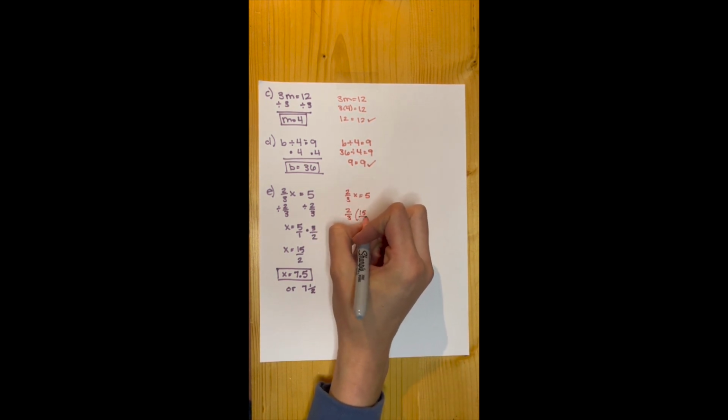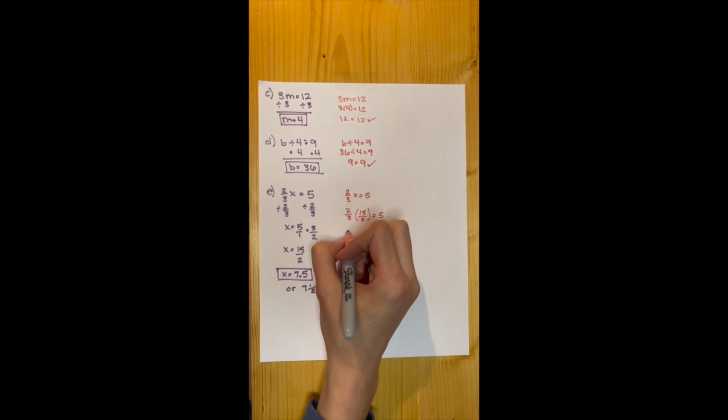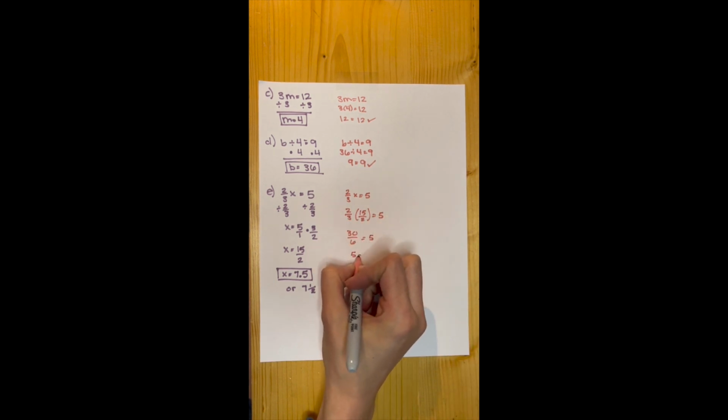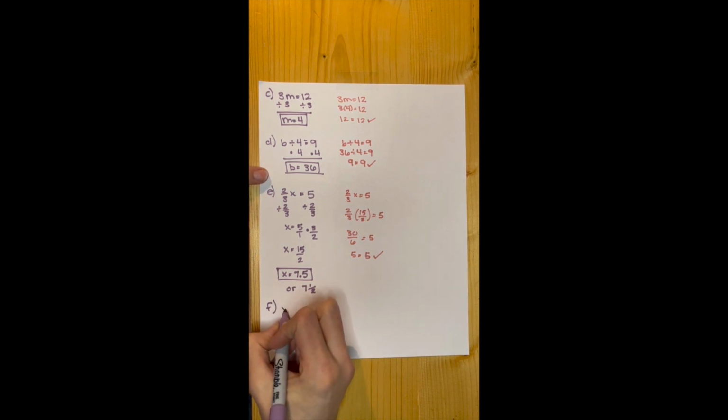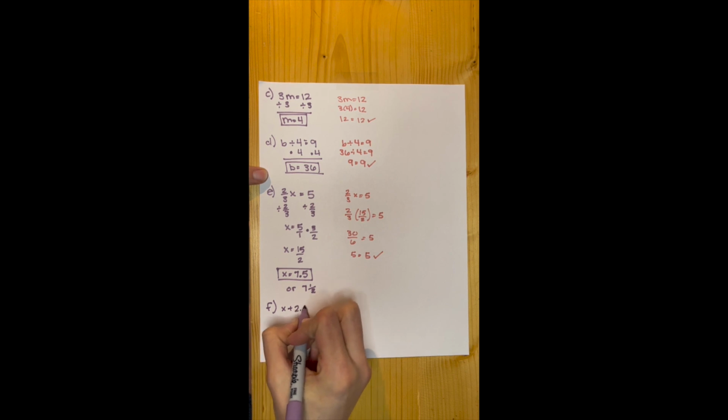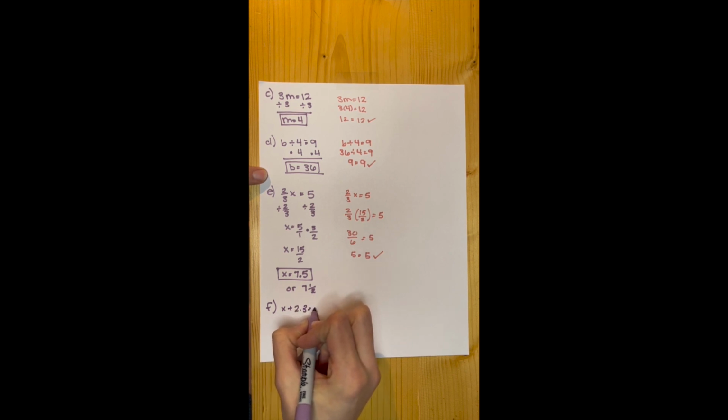So there's the original equation. There's 15 over 2. Multiply those two, we get 30 over 6, which we know is 5. 5 equals 5. Check. Letter F, we have x plus 2.3 is less than 13.